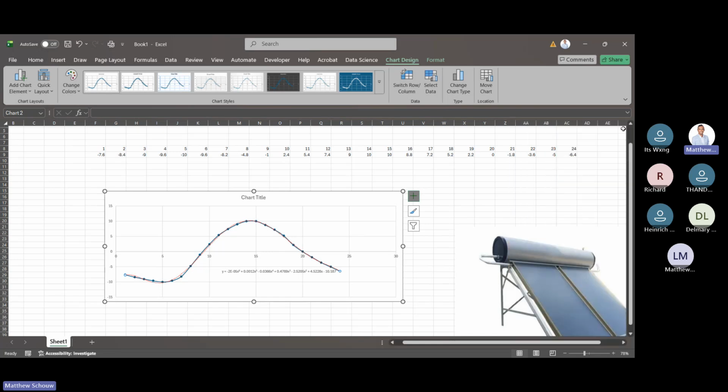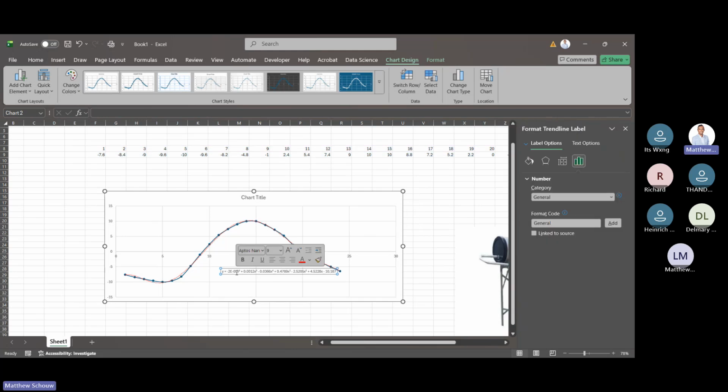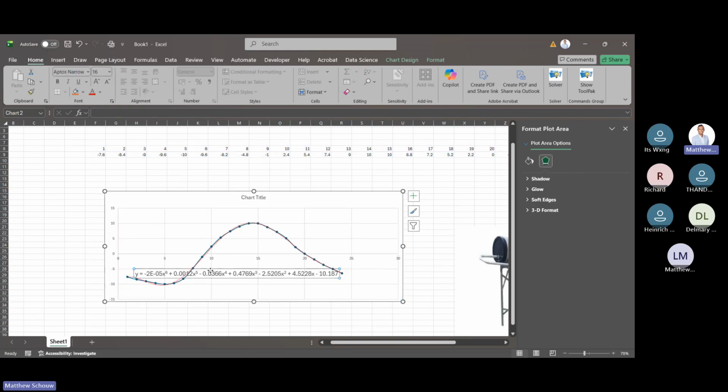So right here, see that equation over here? That's the equation of that particular graph. So what this means is the following. On this particular day, the ambient temperature does this. My X input here was time. So if I put in 15 over here, I can actually get the temperature at that particular time. In this case, it will be around 10 degrees.